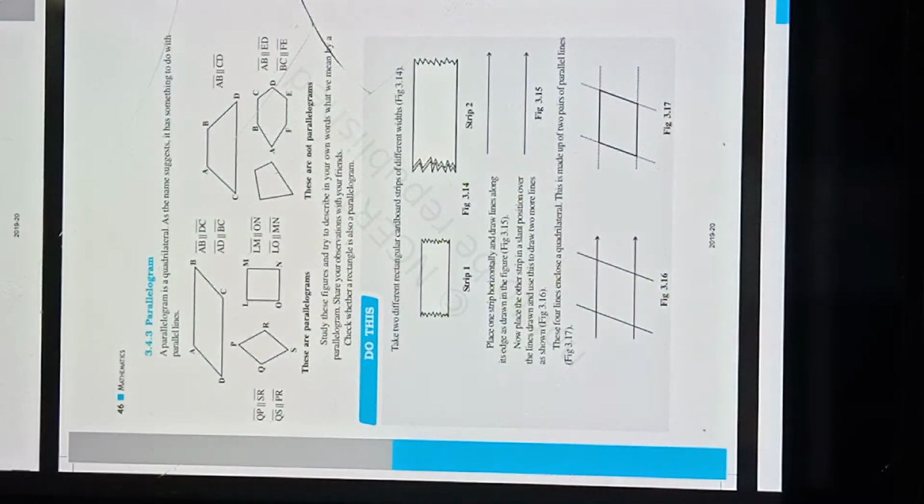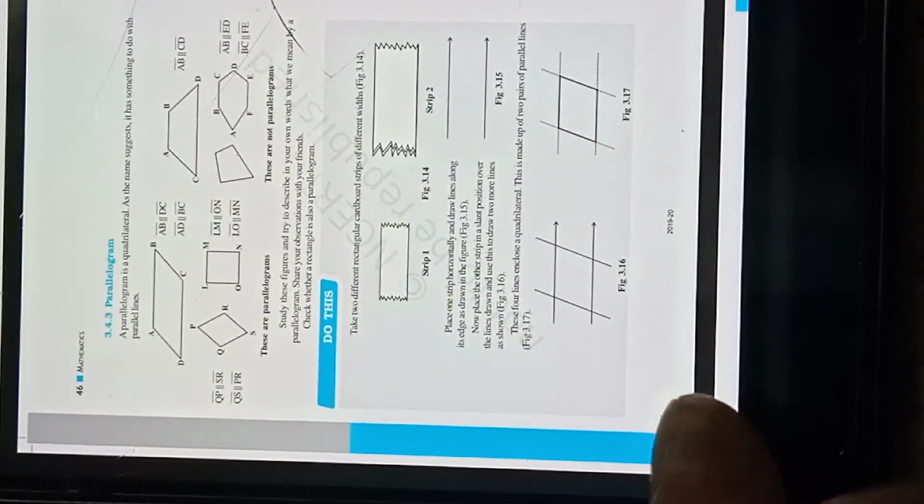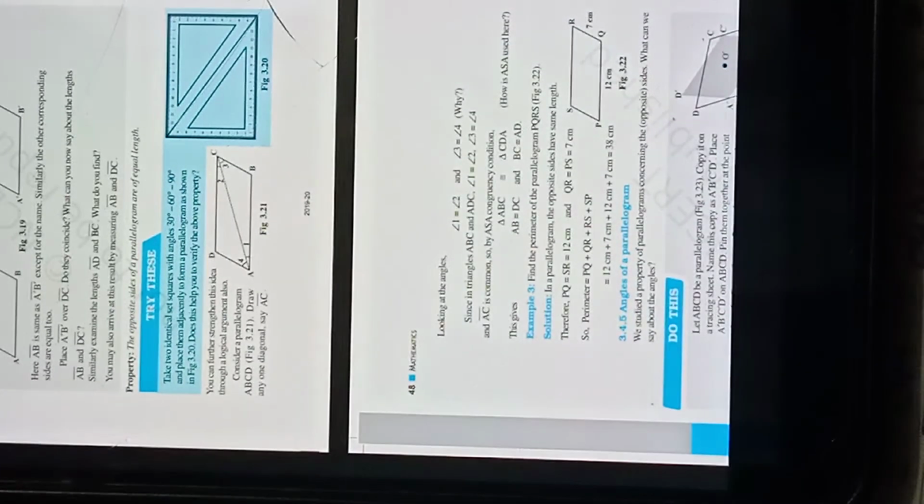Okay, now a parallelogram has various properties, right? So first let me cover from here, then I'll explain you separately. The elements of a parallelogram are opposite sides, opposite angles, adjacent sides, adjacent angles. What do we mean by all this? I'll explain just now. First I'll read through all the properties and then I'll come to explaining them. Opposite sides of a parallelogram are equal in length. That's the first property given here.